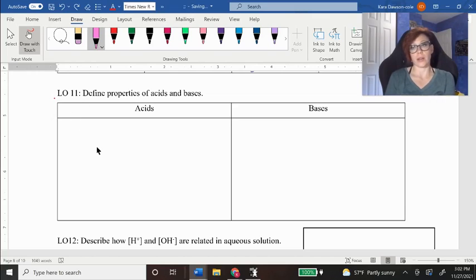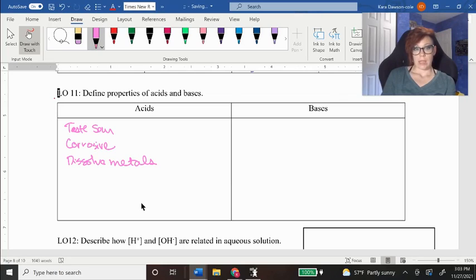So we are in chapter 14, the last chapter of the semester. This is learning objective 11, in which we are defining properties of acids and bases. So acids taste sour. They are corrosive. They dissolve metals. They turn blue litmus red. So blue litmus turns red.